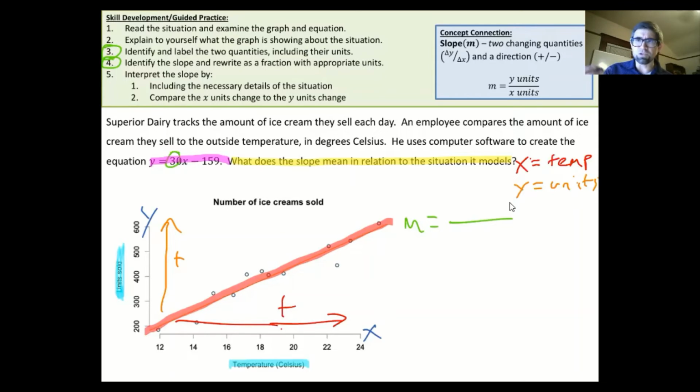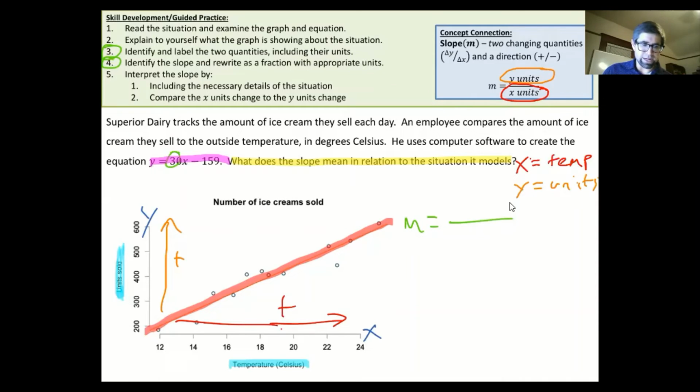Slope is a comparison of two things that are changing, right? In this case, I have my temperature changing and my units changing. Now we agree to always write it the same way, so there's no confusion. The way we agree to write it is that the y units are always in the numerator of my fraction and the x units are always in the denominator of my fraction.